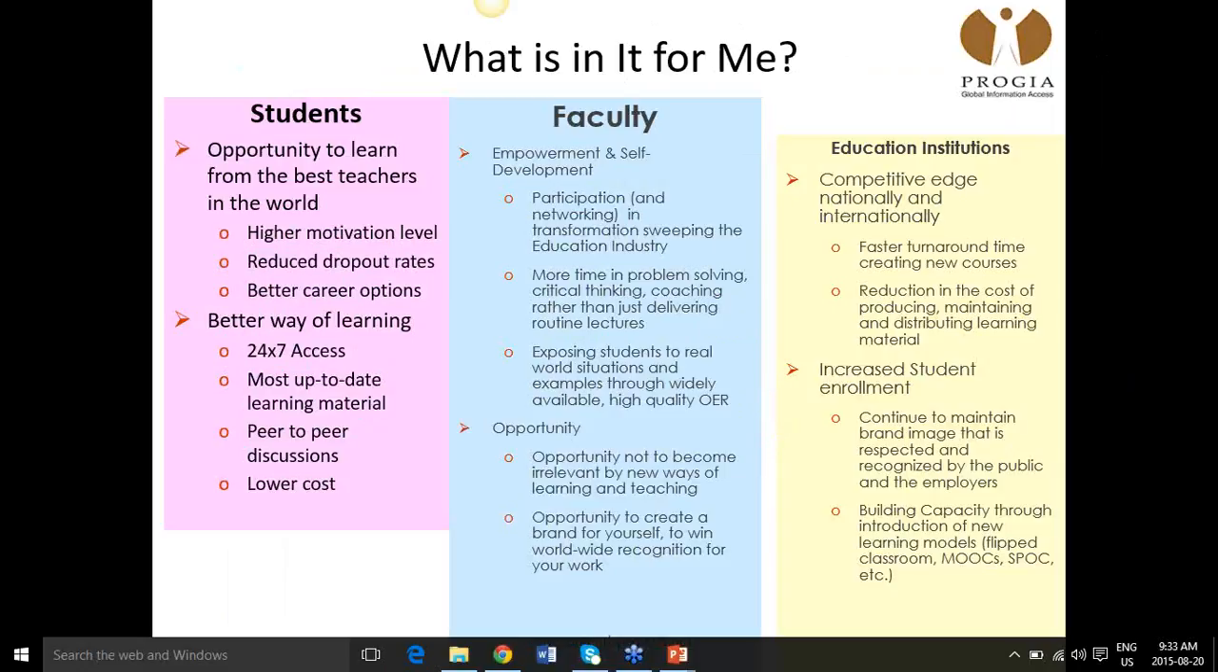And what are the advantages for a teacher? For a teacher, of course, empowerment and self-development take place. Teachers can network with each other, participate, and exchange ideas on how they are contributing to making education a better learning environment for their students. They can get more time for solving problems, and they can devote more time to their students on how they can make use of the theoretical knowledge which they are imparting to them.